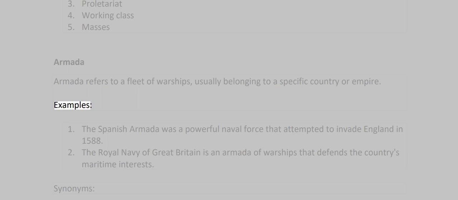Examples. 1. The Spanish Armada was a powerful naval force that attempted to invade England in 1588. 2. The Royal Navy of Great Britain is an armada of warships that defends the country's maritime interests. Synonyms. 1. Fleet. 2. Flotilla. 3. Squadron. 4. Navy. 5. Armament. Antonyms. 1. Disarmament. 2. Disbandment. 3. Dispersal. 4. Scattering. 5. Dissolution.